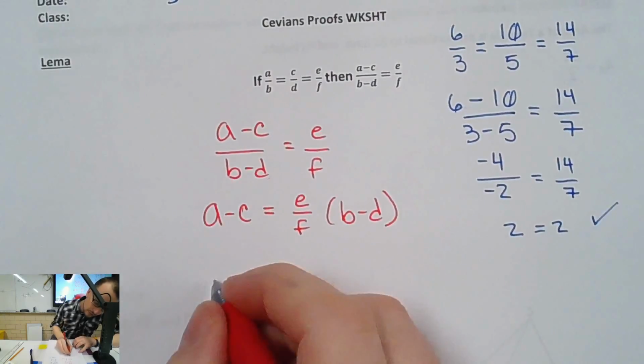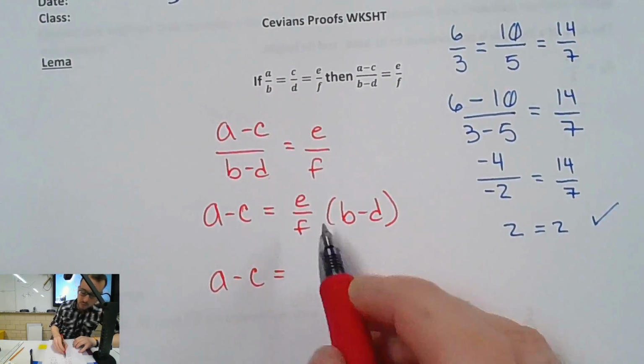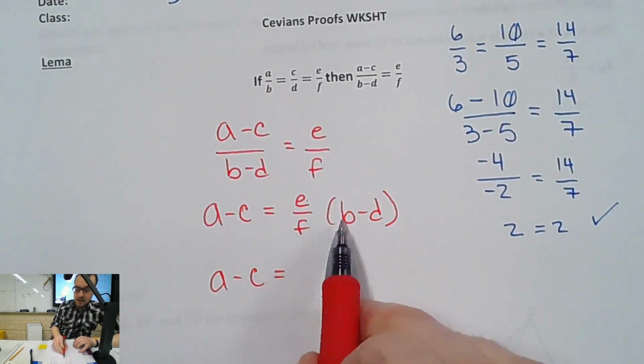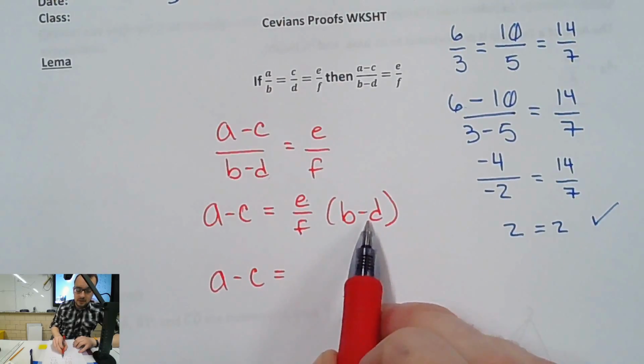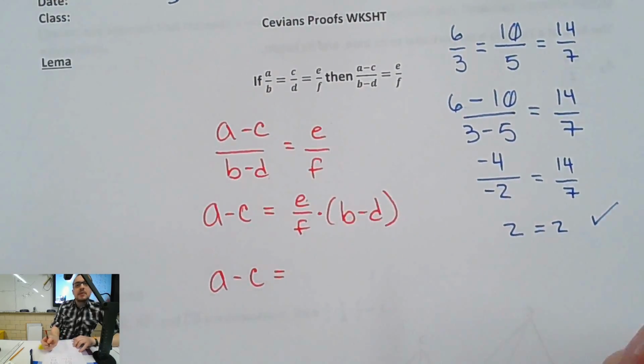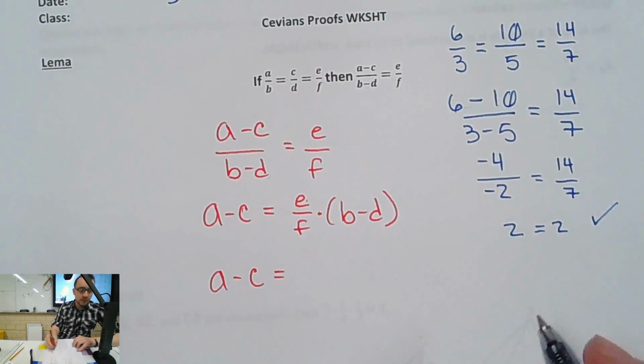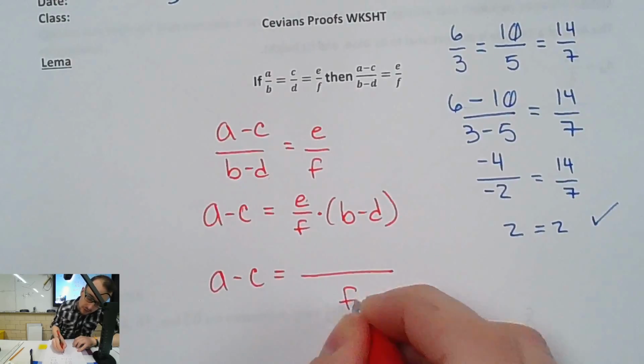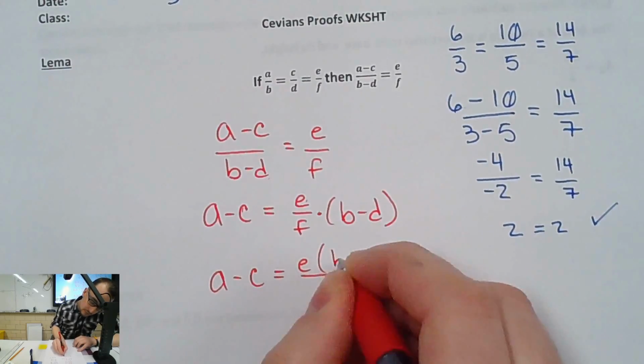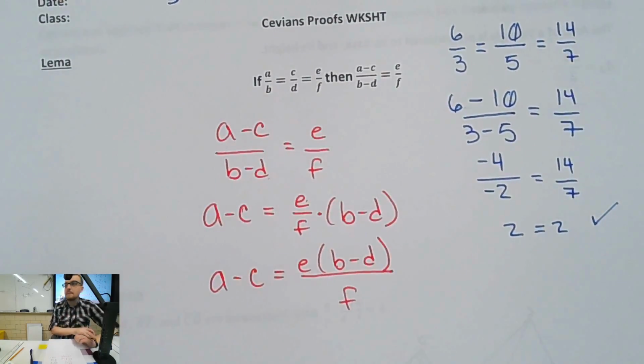Now I think you'll agree that this is multiplication, right? E divided by f times quantity b minus d. So when we multiply by b minus d, it goes on the top, right? Multiplication happens from the top, division happens from the bottom. So another way to write that would be this. Right? Is everybody cool with that?